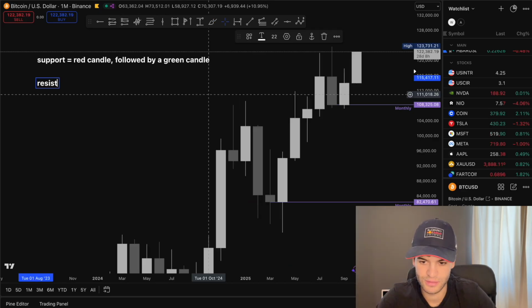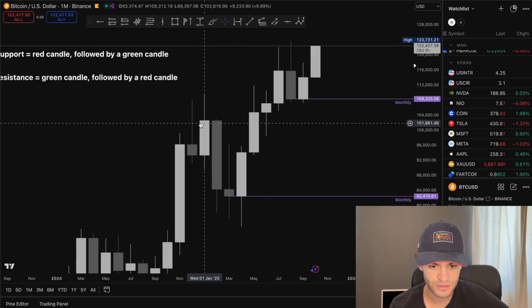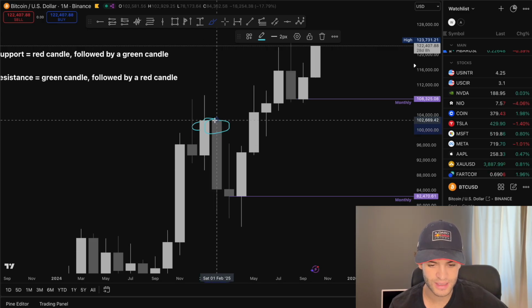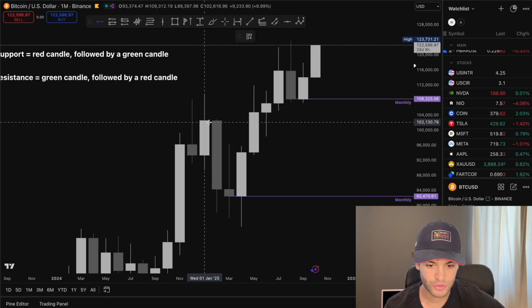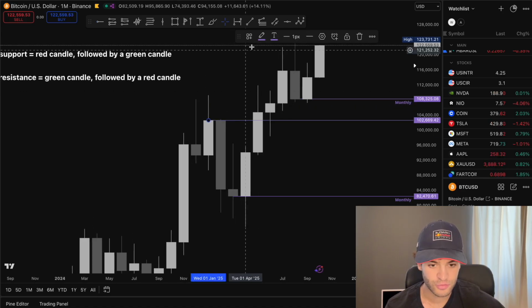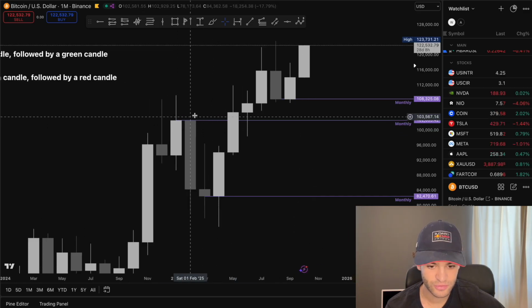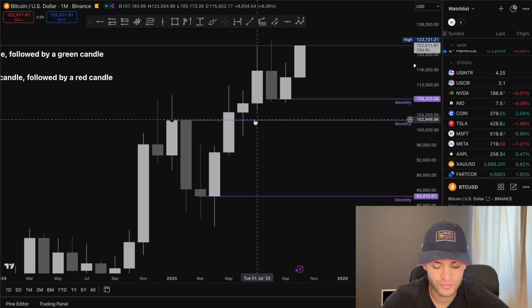For resistance, very simple, very, very simple rule. It is a green candle followed by a red candle. So on our monthly frame, you can see here, we have a green candle followed by the red candle. By the way, there is a crazy pump on Bitcoin at the moment. So normally this would be a monthly level, but remember what I just said, this level has been touched already. So it is not a monthly resistance level anymore.